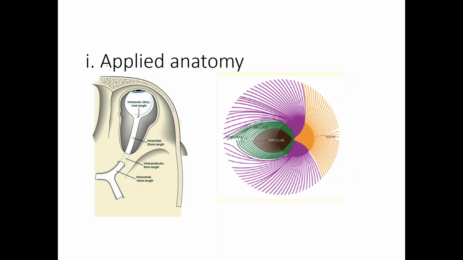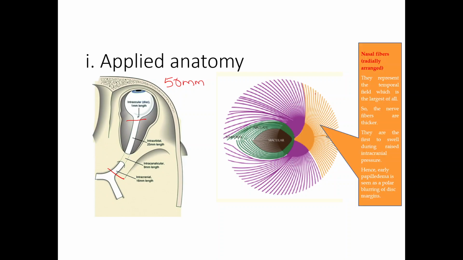The optic nerve extends from the back of the eyeball till the optic chiasm and is around 50 mm in length. The part of the optic nerve that is seen within the eyeball is known as the optic nerve head. So various fibers of the retina converge onto the optic nerve head in the following fashion. The nasal fibers are radially arranged and they represent the temporal field. So as the temporal field is the biggest, these fibers are the thickest. So they are the first to swell during raised intracranial pressure or papilledema. So the first sign of papilledema is blurring of the nasal margins of the disc.